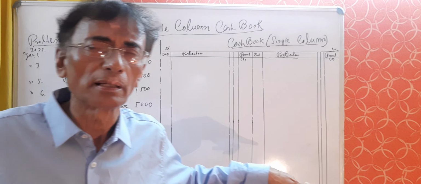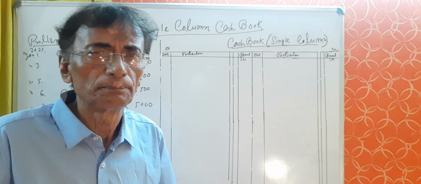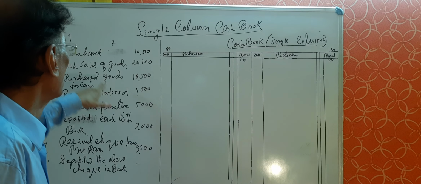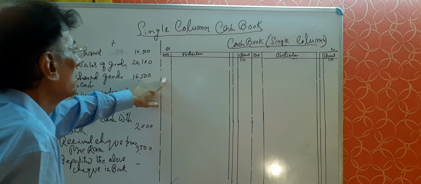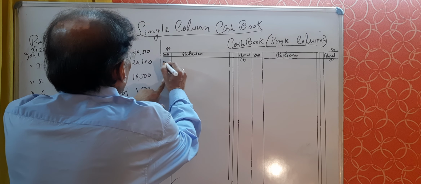Now we shall concentrate on solving this problem. First of all, this is cash in hand, 2022 January 1. We should go to the debit side of the cash book and write the date first.